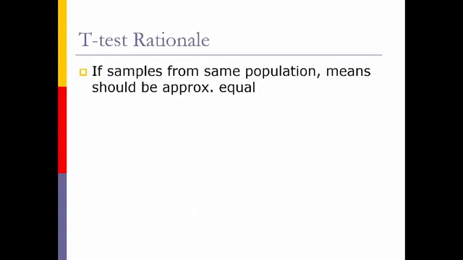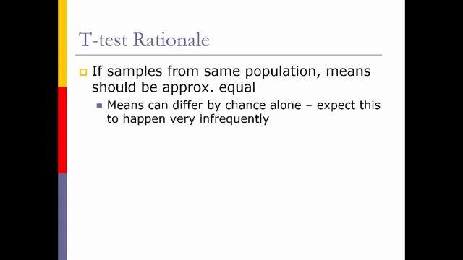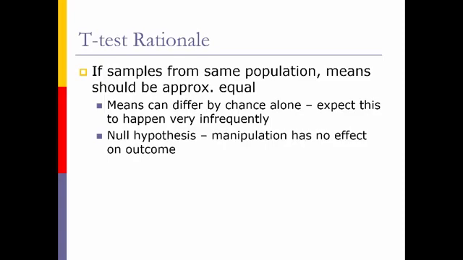The rationale for the t-test is that we have to have samples that are from the same population. If we have samples from the same population, that means our means should be equal. And then our means can only differ because of chance. We're assuming that that chance occurs very infrequently, such as less than 5%, which is why we would choose a 95% confidence interval. So our null hypothesis will always say the manipulation has no effect on the outcome. That means the samples are from the same population.